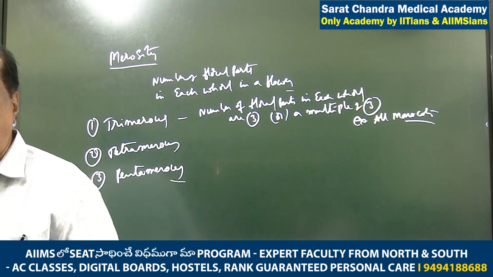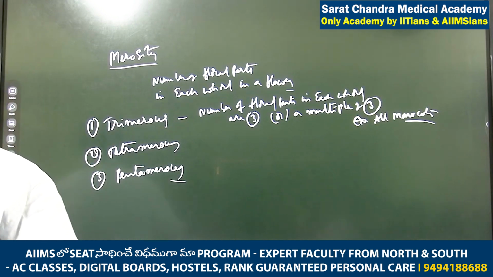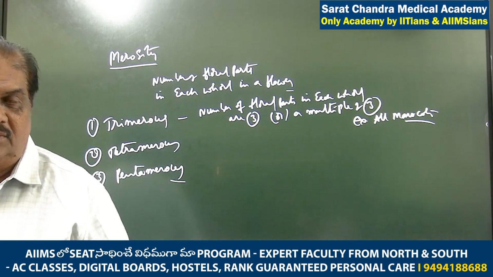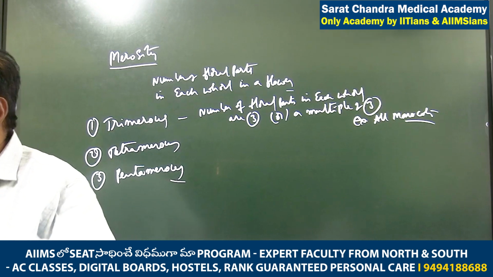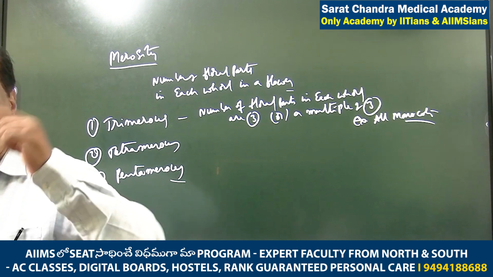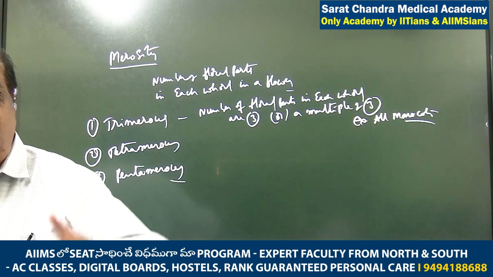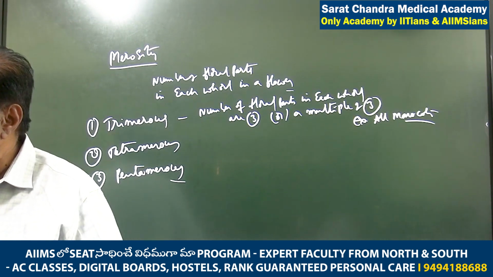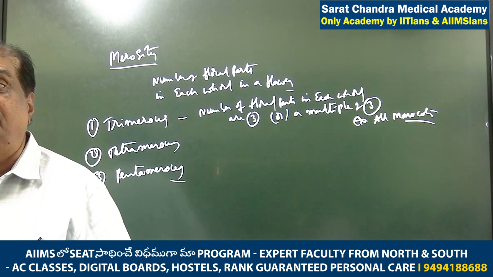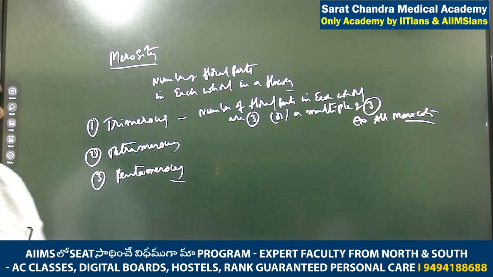So generally in every flower, the number of sepals and petals are almost the same. So the merosity of the flower can be determined based on the number of sepals and petals only, not based on the androecium and gynoecium. But we give the definition: the number of floral parts in each whorl is 3 or a multiple of 3, or 4 or a multiple of 4, that is tetramerous. The number of floral parts in each whorl is 5 or a multiple of 5, that is called pentamerous. But the merosity of the flower can be determined based on only sepals and petals.